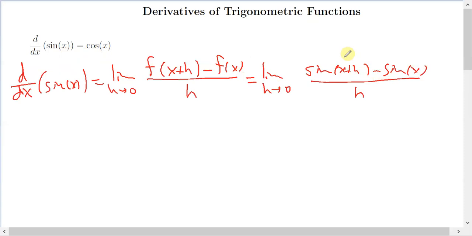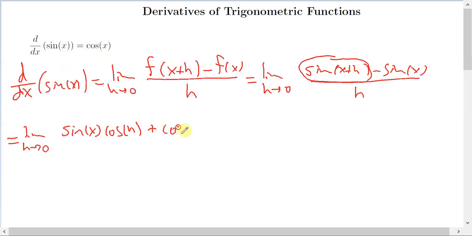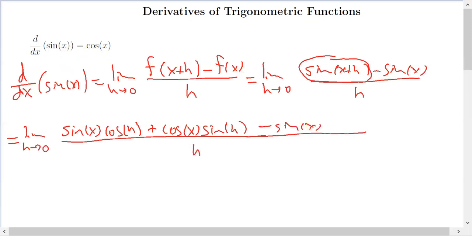But there is one thing that I can do something with, and it's this term right here. I've got sine of a sum of two things, and there is a formula for the sine of a sum of angles from trig. So I'm going to apply that. So the limit as h goes to 0. The sum of angles for sine is sine of the first cosine of the second plus cosine of the first sine of the second. So it's sine, cosine, cosine, sine. That's divided, and then there's this minus sine x still here. That's divided by h.